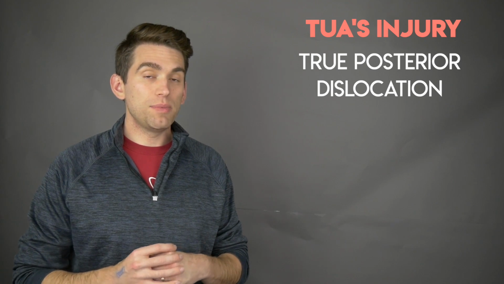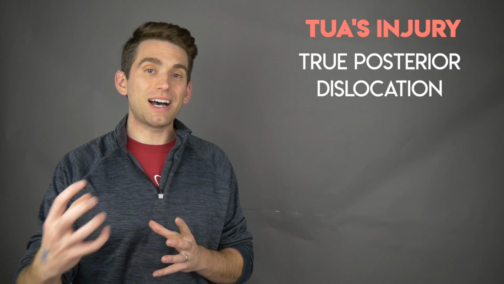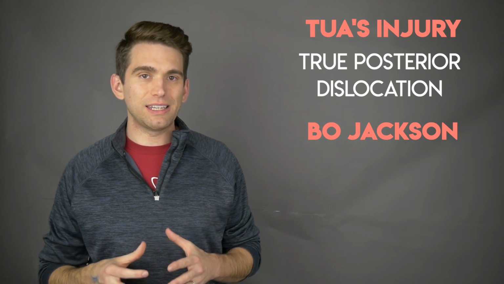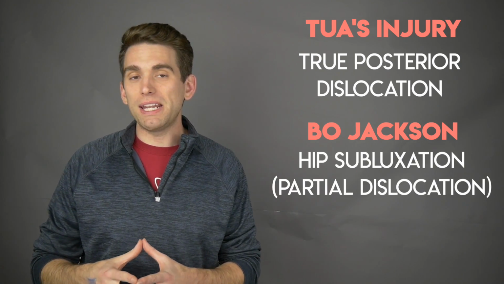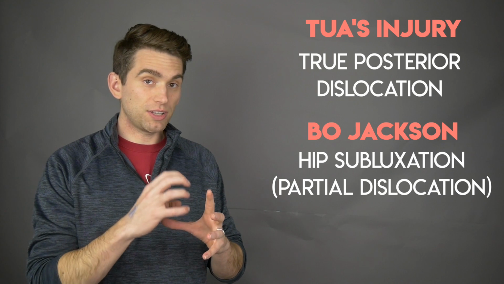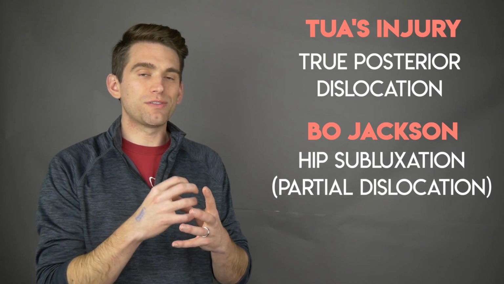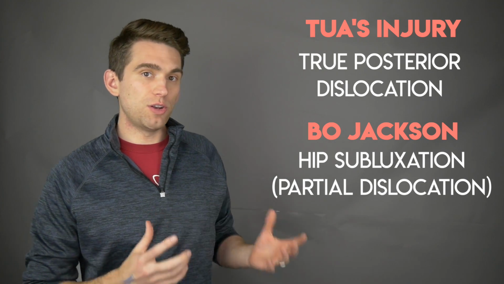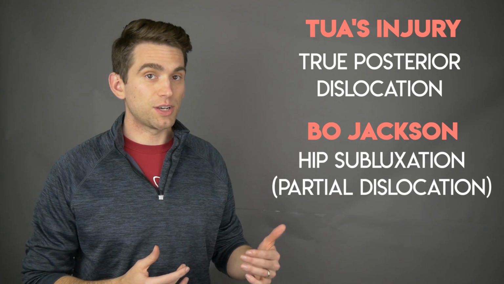In the case of Tua, it was a posterior dislocation because the head of the femur ended up behind, or posterior to, the socket. In the case of Bo Jackson, it was much more likely a hip subluxation, meaning that the ball of the femur partially came out of the socket, but was still sitting within the component. If Bo Jackson had had a complete hip dislocation, there would have been no way he would have been able to relocate it himself on the field.